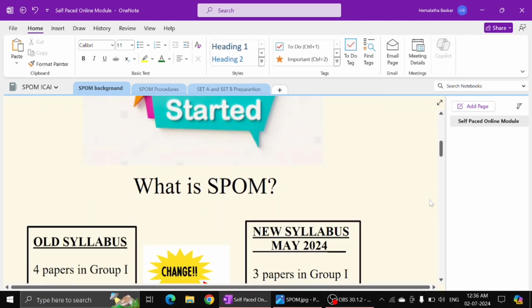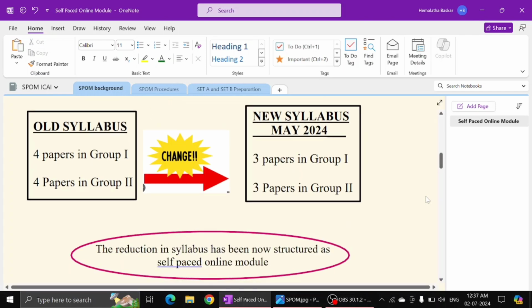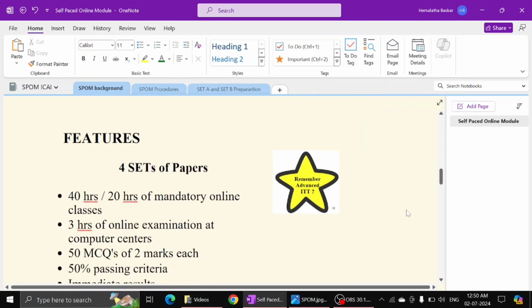Let's get started. We know that there is a change in syllabus in CA examination from May 2024. Before that, we had 4 papers in every group of CA Inter and CA Final. Now it has been toned down to 3. We may frame that the reduction in the syllabus has now been structured as self-paced online module. SPOM has 4 sets of papers.